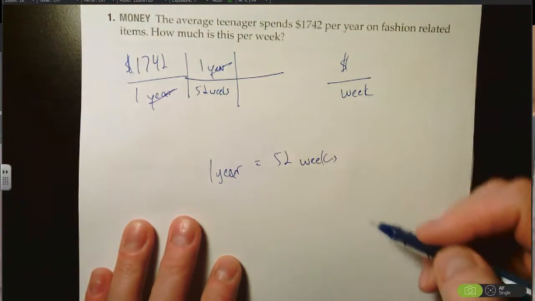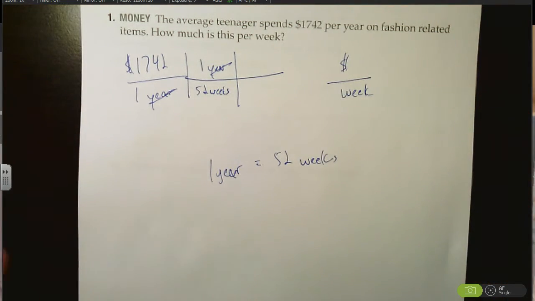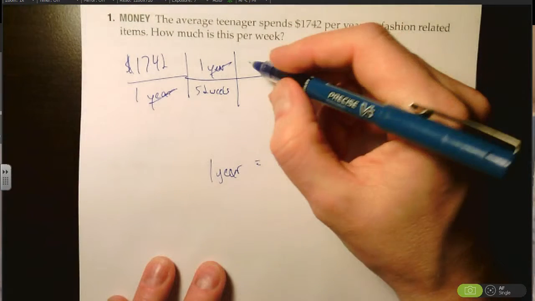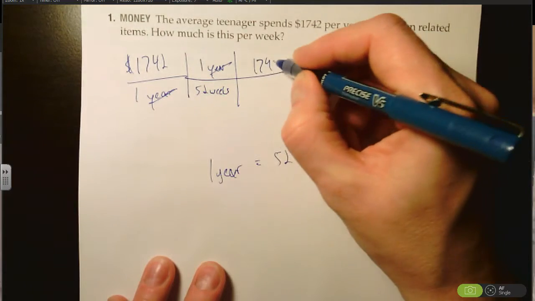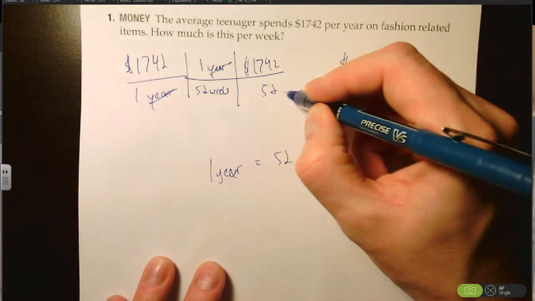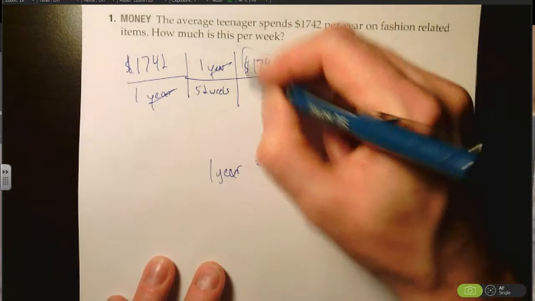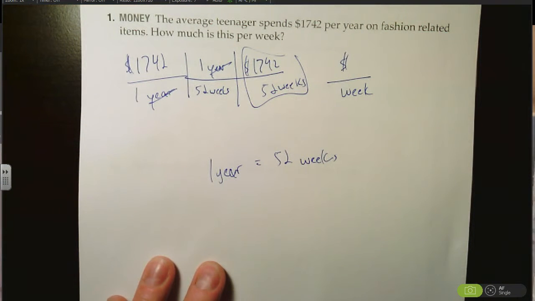We have dollars on top, weeks on bottom, and now it's just a matter of multiplying out, or dividing out really, $1,742 by 52 weeks. That's our conversion. So get your calculator out.